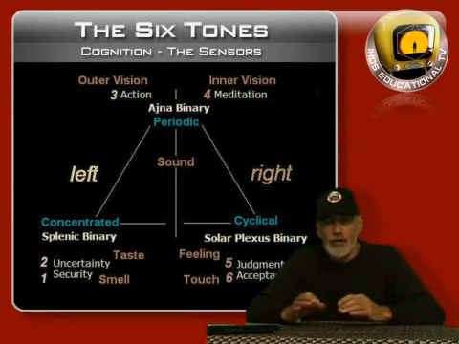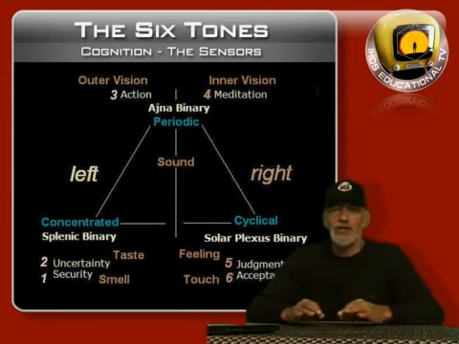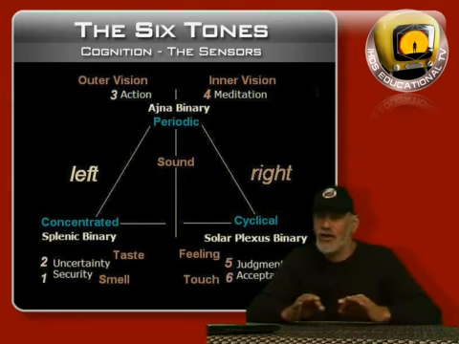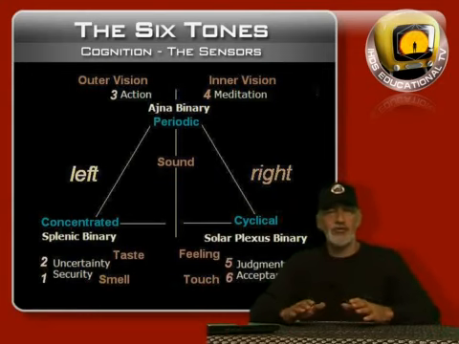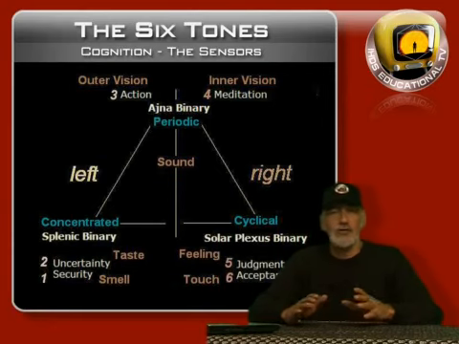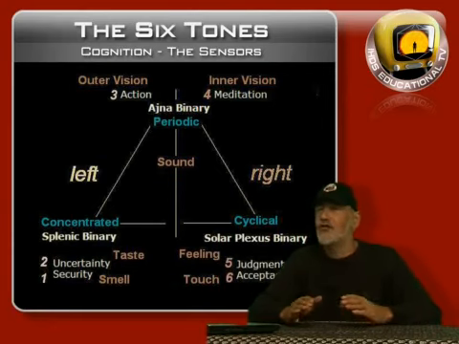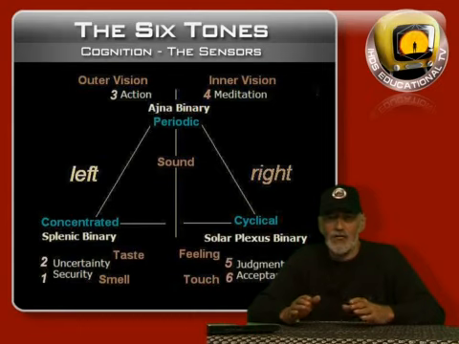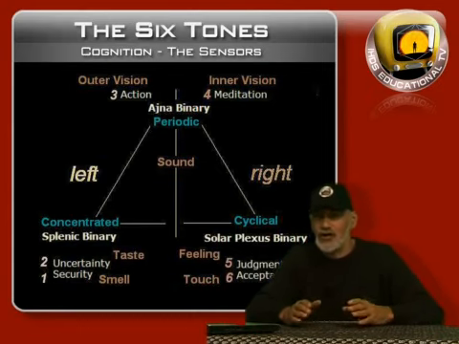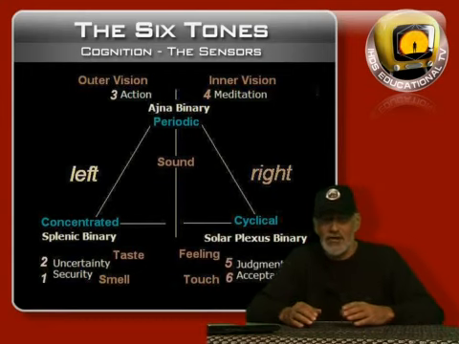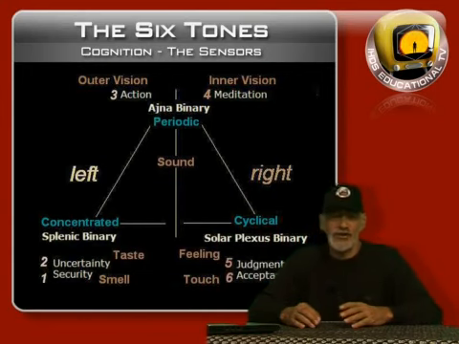So the first thing to notice is that it is built on binaries, and the binaries have names that you can relate to because, of course, this is the architecture of the surface and it mirrors it. We have the splenic binary on the lower left, tone 1 and 2. We have the ajna binary at the top of the triangle, tone 3 and 4. And then we have the solar plexus binary at the lower right. And of course, this solar plexus binary is the 5 and the 6 tones.